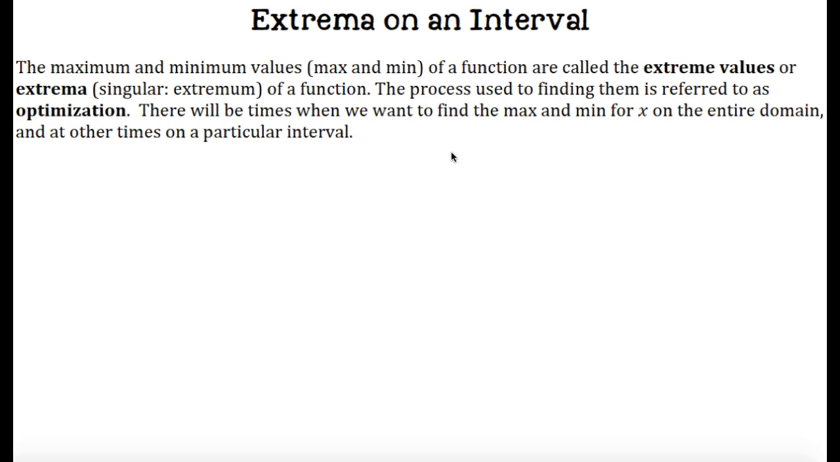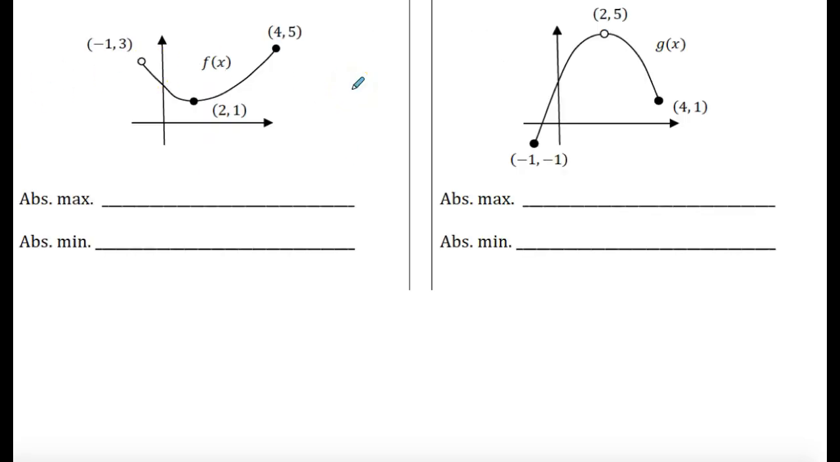So there are times when we want to find the max or the min or both on an entire domain, and other times on just a particular interval. For example, maybe just the positive values. So let's jump right in and take a look at a couple examples of graphs.